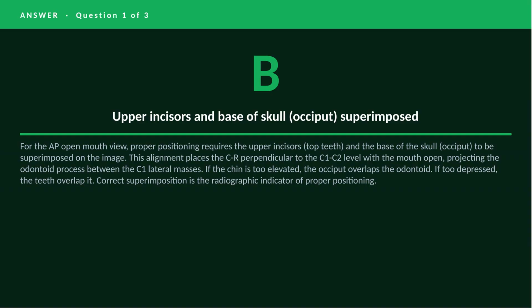The answer is B. Upper incisors and base of skull superimposed. For the AP open mouth view, the upper incisors and the base of the skull, the occiput, must be superimposed. This alignment confirms the CR is perpendicular to the C1, C2 level with the mouth open, projecting the odontoid process between the C1 lateral masses. If the chin is too elevated, the occiput overlaps the odontoid. If too depressed, the teeth cover it.